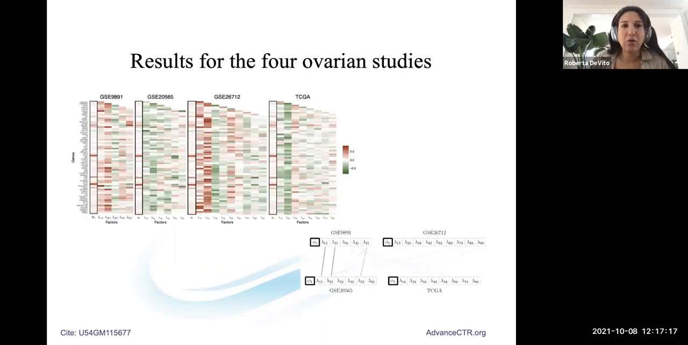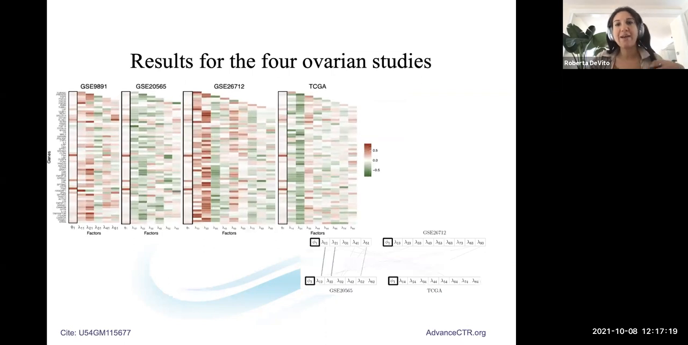So let's take a look at the results. Here we have this heat map, and as you can see in this black rectangle, I have the common factor component. This common factor, which is one, does not vary from study to study. It's exactly the same. And then I have different study-specific factors for each of the studies.